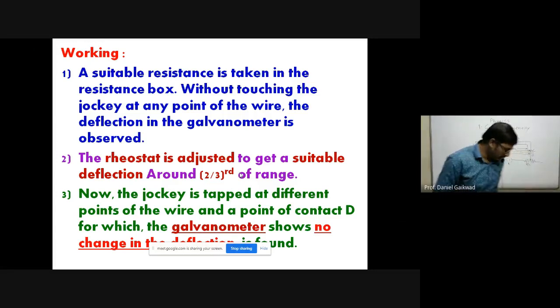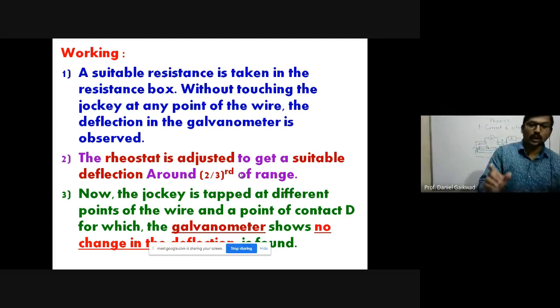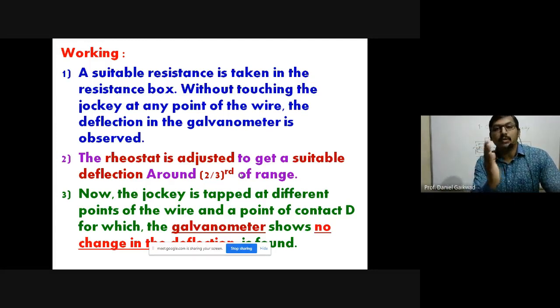By sliding the rheostat, we set the deflection in the galvanometer at about 2/3. Suppose we have 30 divisions on each side, then 2/3 is 20 divisions. So we set the galvanometer on 20, for example. Either you can set on 15 or 20. Like this we set certain divisions or degrees of deflection. So we set the galvanometer to show 2/3 of the range, suppose 20 divisions, with the help of the rheostat. That is the important part.